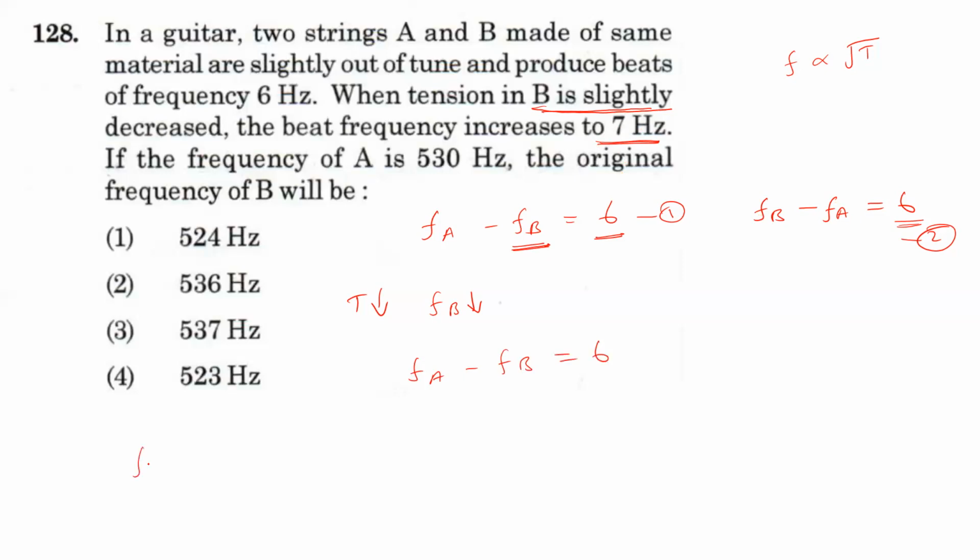Here FA is given as 530. So substitute 530 for FA, bring this 6 to the left side, that is equal to FB. 530 minus 6 is equal to 524. So the answer for the 128th question is 524 Hertz.